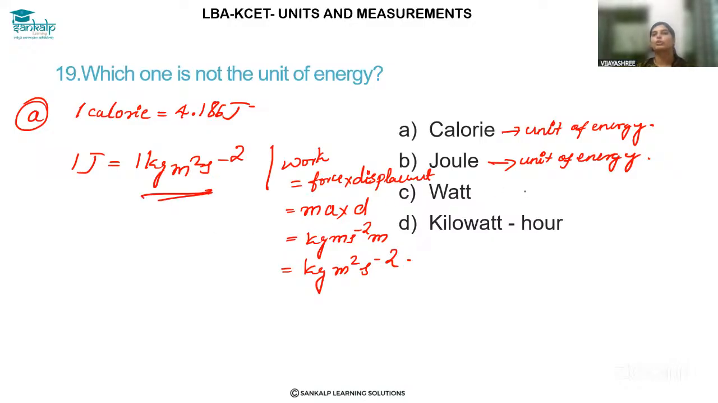So joule is also a unit of energy. What is watt? Option C, watt, which is the unit of power. It is a unit of power. So what is watt? It is a unit of power.